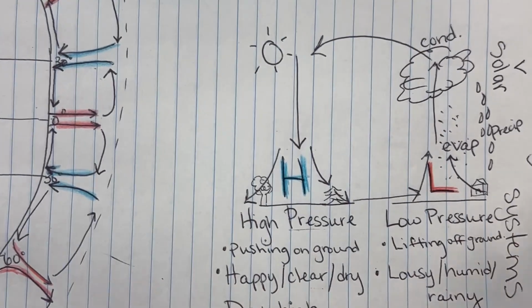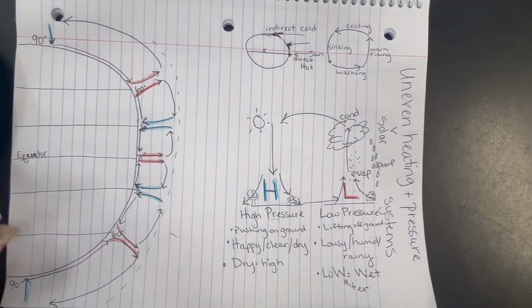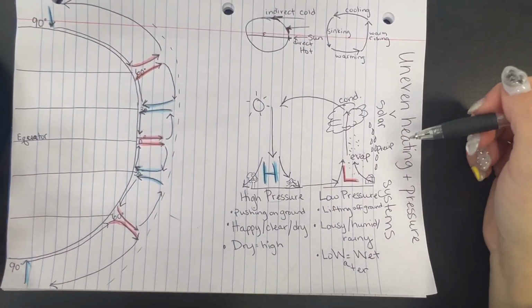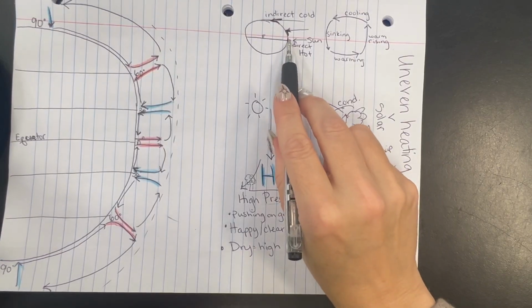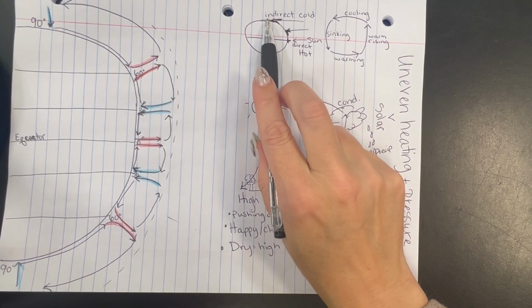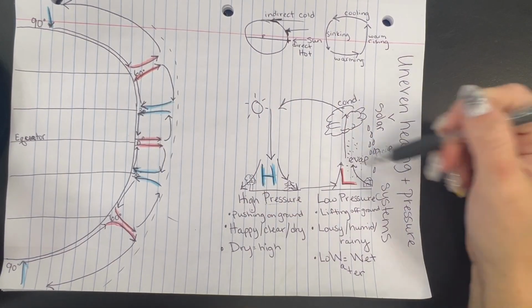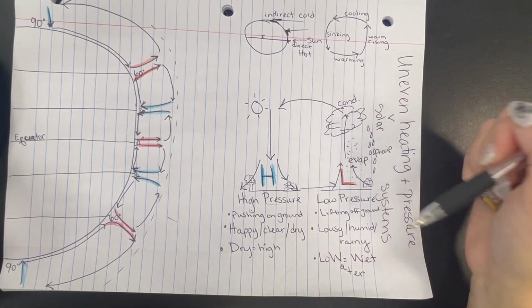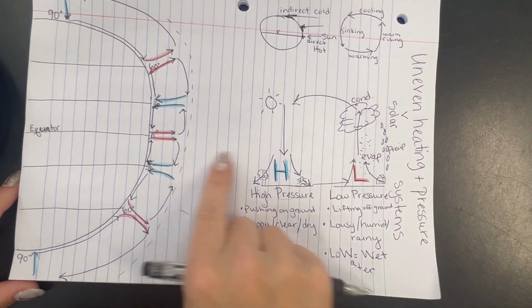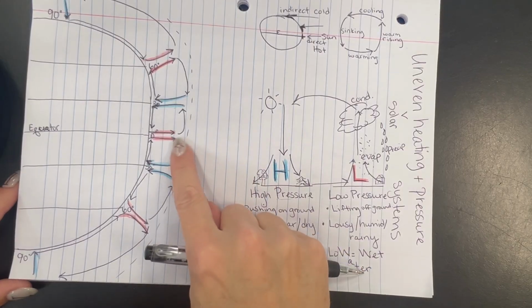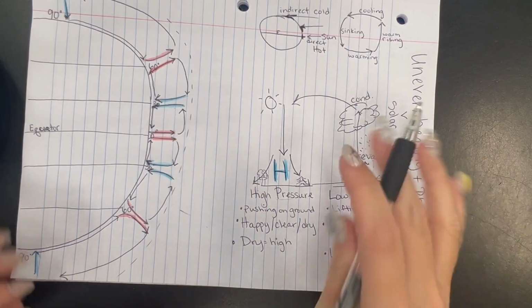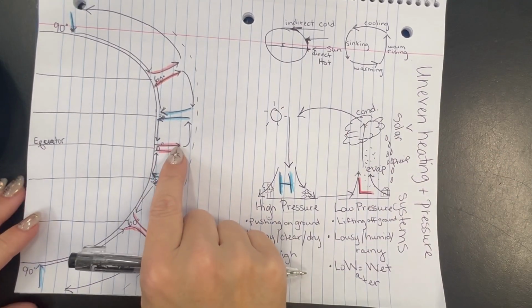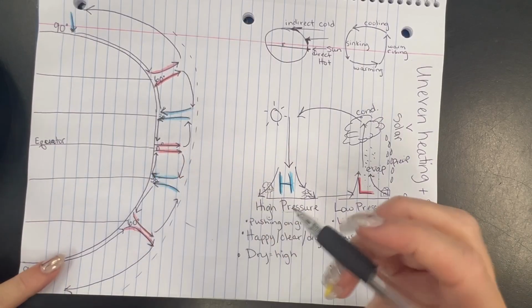All right, now we're gonna put all this together now. Uneven solar heating, direct, hot, indirect, cold, and pressure systems. These are our pressure systems, high pressure, low pressure. And we've already color coded them and everything, so you guys are gonna be great at this. So I'm gonna start at the equator just because that's my business and I like to.